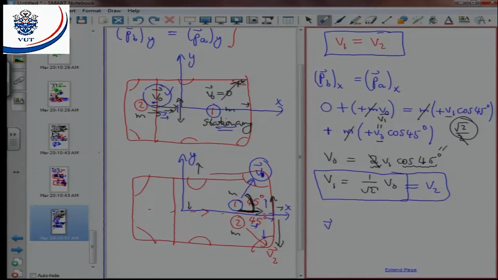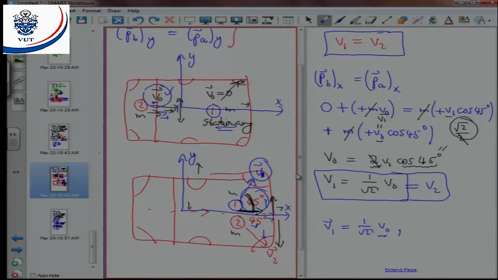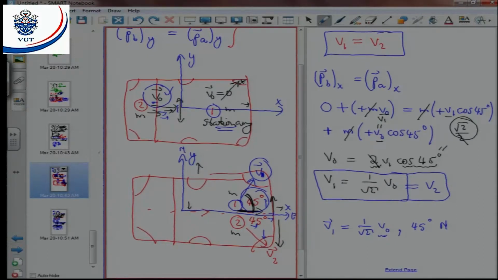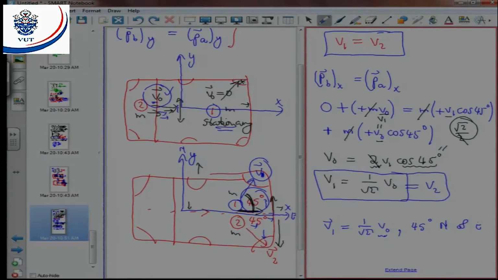Remember that v1 is a vector, so it will have the magnitude 1 over root 2 times whatever v naught is. Maybe v naught is 10 meters per second, then you substitute 10 meters per second here, and then the direction, if you check your diagram, is 45 degrees north. So remember this is east, that's north, so north of east. Okay, so that is how we solve problems in 2 dimensions.